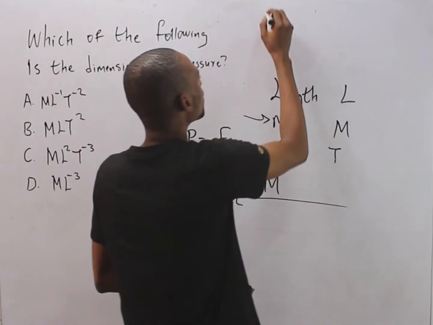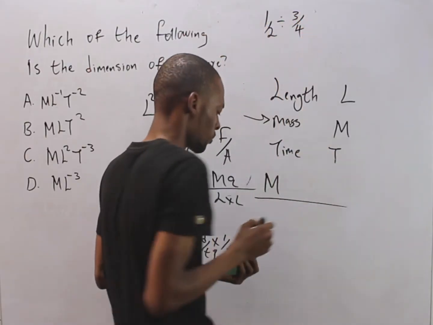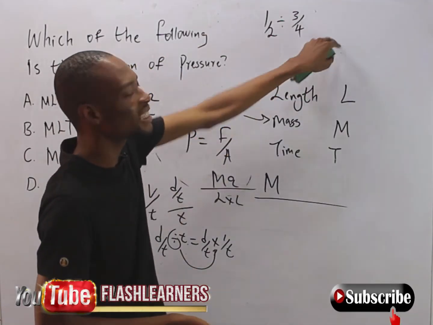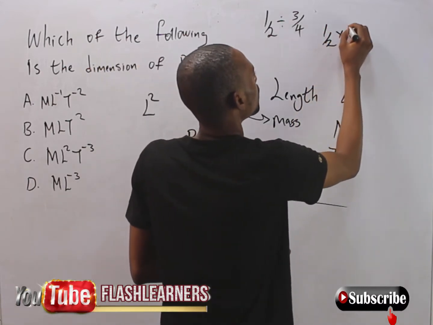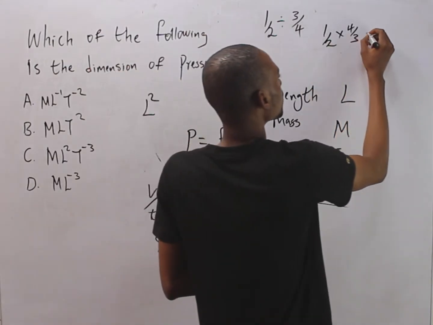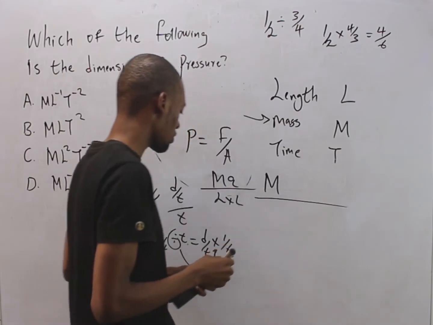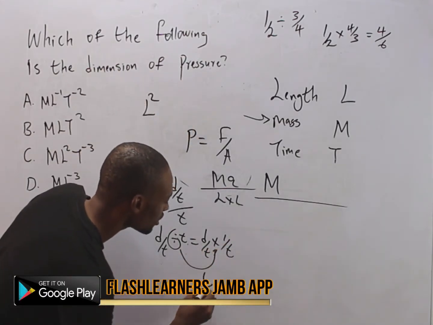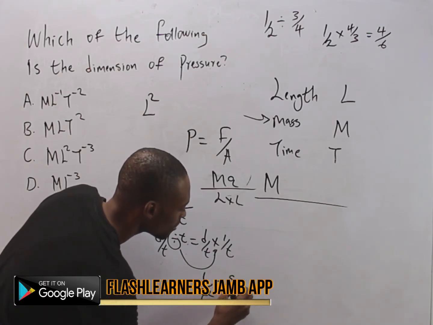For example, if I say 1 over 2 divided by 3 over 4, to change this division to multiplication, the number after it will invert. You simply say 1 over 2 times 4 over 3 instead of 3 over 4, to give you 4 over 6. So that is it. So we have d over t times 1 over t, which is d over t squared. That is distance over time squared.